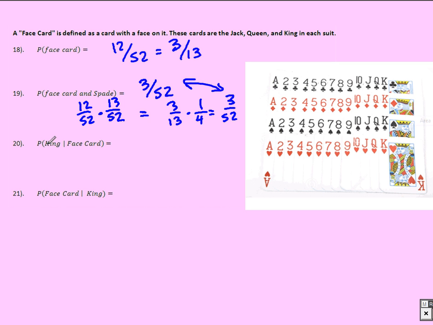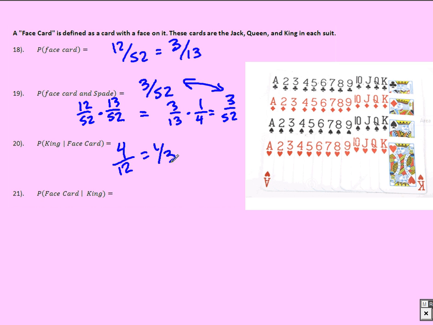Now, the probability of being a king, given that it's a face card. So, if I know that it's a face card, meaning it's just one of these 12, what's the probability of it being a king? There's only 4 kings out of the 12 cards that I know. So you have a 1 in 3 chance of getting a king if I tell you it's a face card.